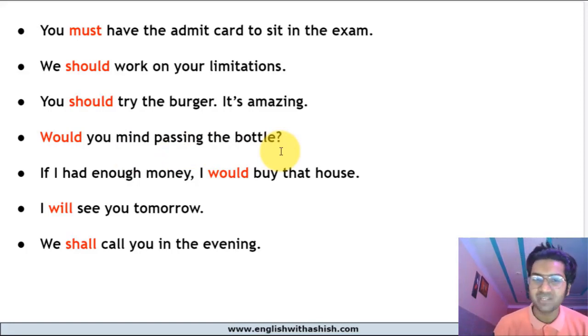Would you mind giving me a lift? Something like that. So you use this structure to make a polite request.